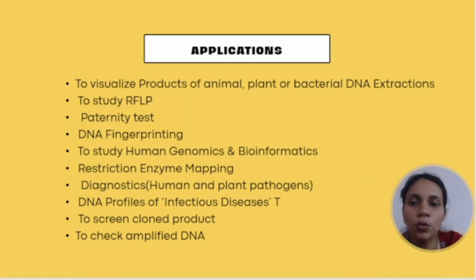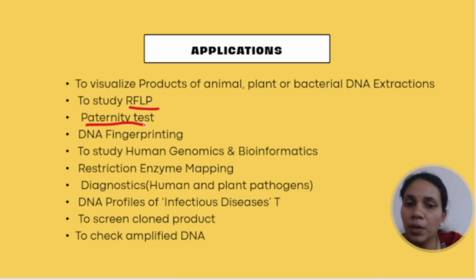So now let us go to the applications of DNA gel electrophoresis. Normally we know that it is a visualization technique. It is used especially for understanding or isolation of the DNA of any product like animal, plant, bacteria. Then it is used for studying polymorphisms, so RFLP is restriction fragment length polymorphism. Then it is used for paternity tests and DNA fingerprinting.